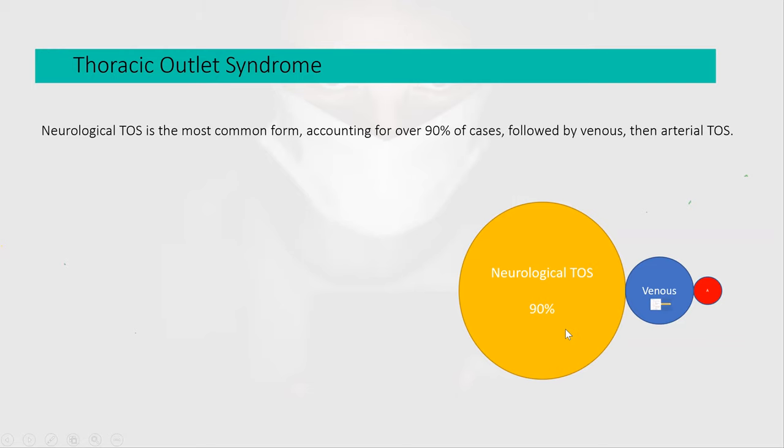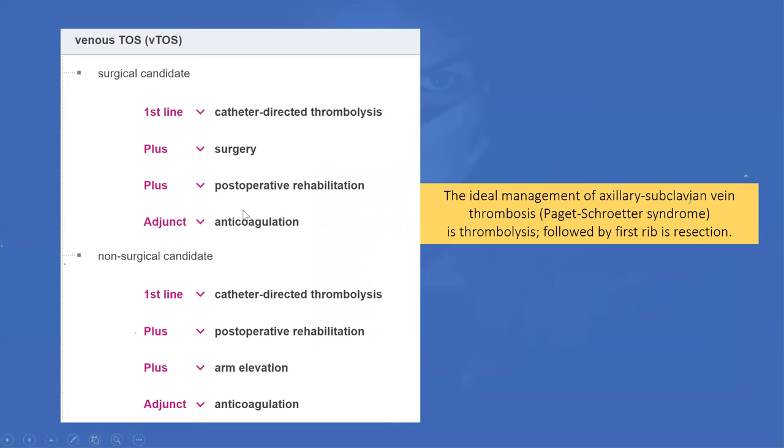Okay, so thoracic outlet syndrome: neurological, venous and arterial, and arterial is the least common. So neurological 90%, then venous and arterial. If we talk about venous, which is less than the neurological, for venous thoracic outlet syndrome the first line is catheter directed thrombolysis. Many people will ask why it is catheter directed thrombolysis, because of many reasons. It will be catheter directed thrombolysis.